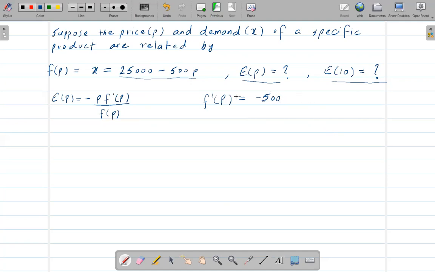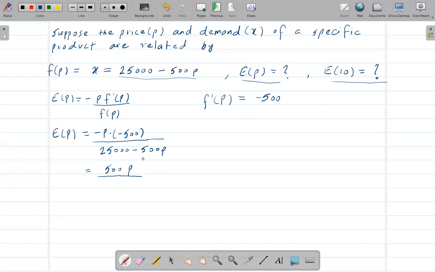So now let's plug this in here. E sub p is equal to negative p times the derivative of f of p, which is negative 500, divided by f of p, which is 25,000 minus 500p, right? So now on the numerator, negative times negative will be positive, so 500p.